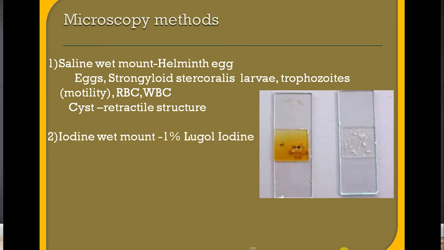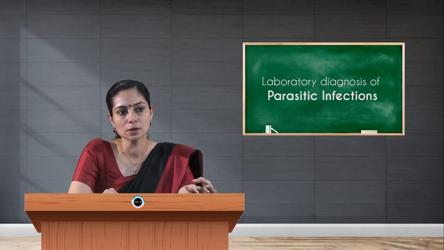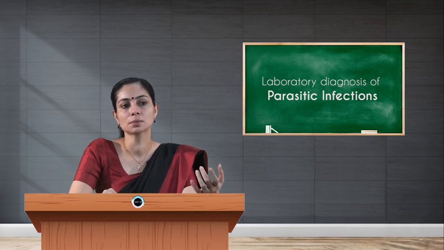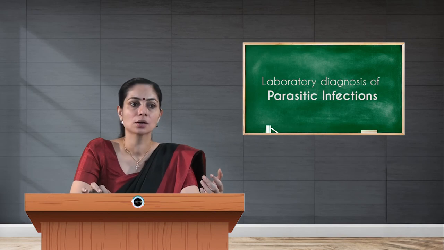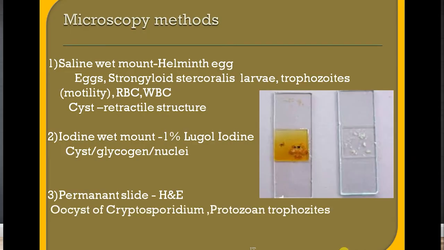Then we go for the iodine wet mount with 1% Lugol's iodine. You take a slide, put the sample, put 1% Lugol's iodine, keep a cover slip, and observe it under the microscope. Here we can see the cyst, and the presence of glycogen and nuclei inside the cyst. Then we can go for a permanent slide. So saline wet mount, iodine wet mount, third one, permanent slide preparation. Hematoxylin eosin can be used. For the detection of oocysts of Cryptosporidium, protozoan and trophozoites, we can go for permanent slide preparation.